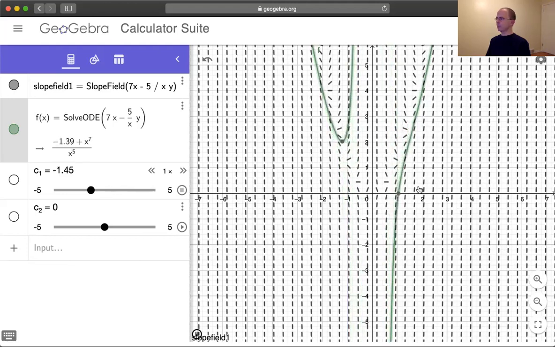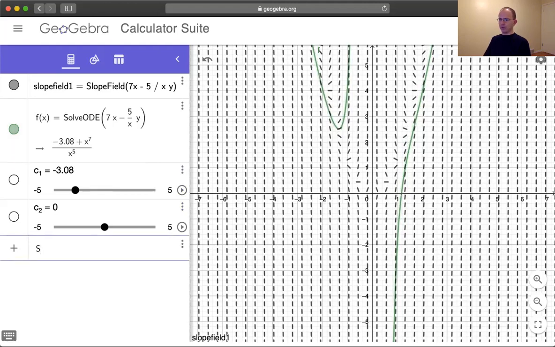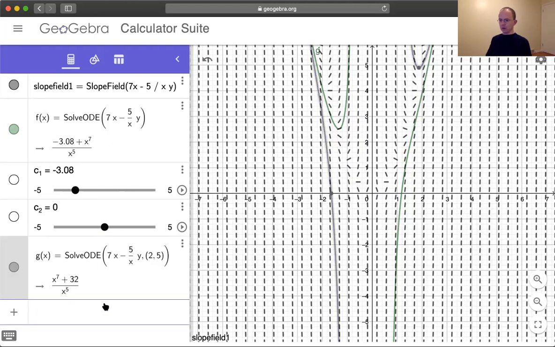Oh, okay, great. Oh, very nice. Okay, so let's stop that. And let's go ahead and ask for the solution that's going through that point. So 7x minus 5 divided by x times y. And then the point we want to go through is 2, 5. And that, yeah, that's our solution right there. That's exactly what we had. You know, we simplified it a little bit, but that is exactly our solution.